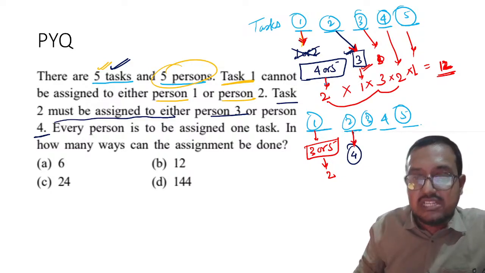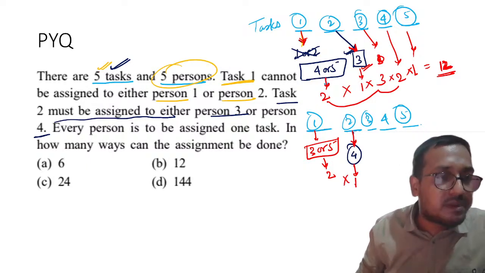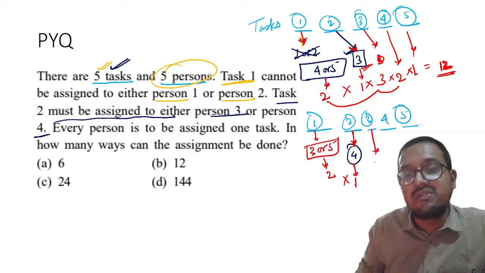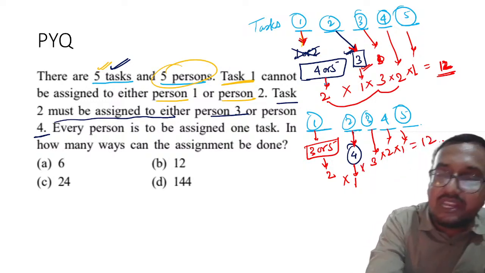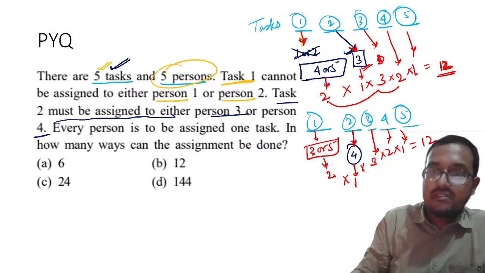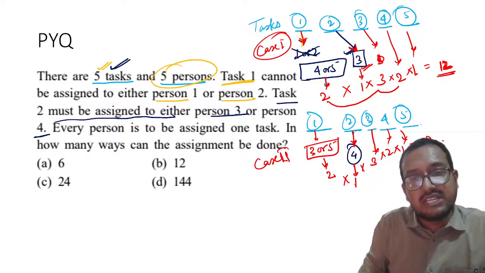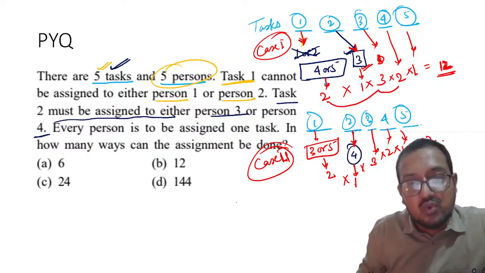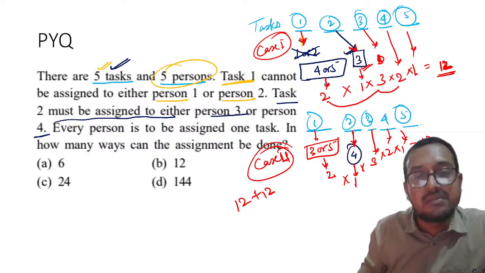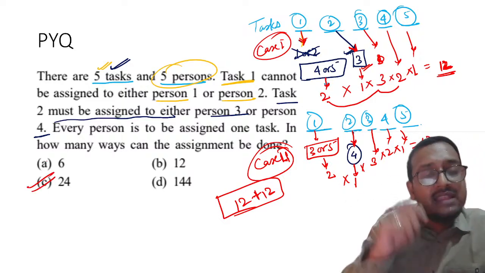Now let us see this case when the second task is being done by 4. In that case, if you observe, only one person can do the second task. Then the third task will be allocated to three people, two people, one person. So if you multiply it, you will again get 12. I hope this is extremely clear. My dear students, this is case 1 possibilities and this is case 2 possibilities. Since both of them are distinct, to get the final result, you have to add them both. Please remember, both the cases are distinct and independent of each other. That is why you have to add them and the answer will be C.